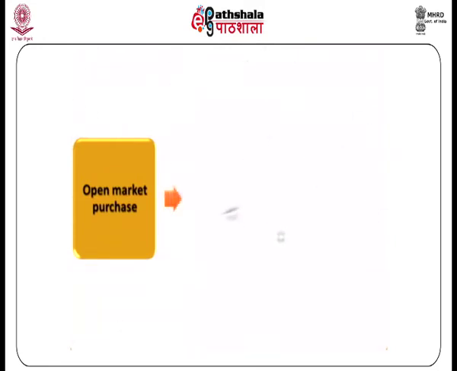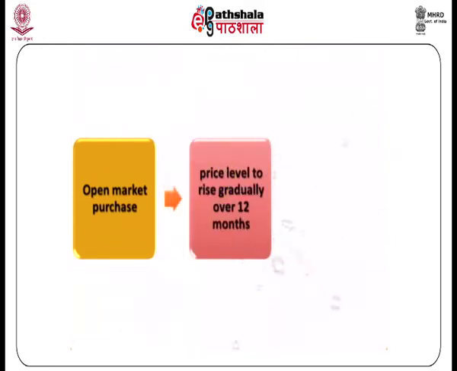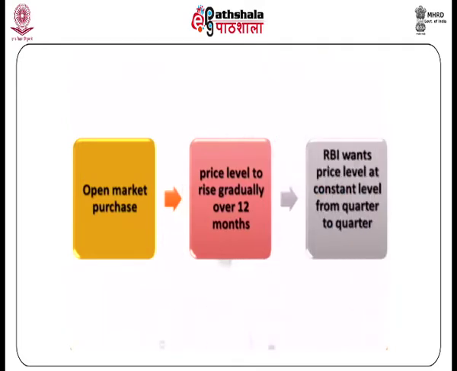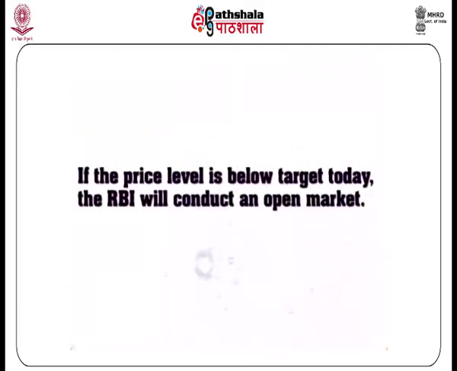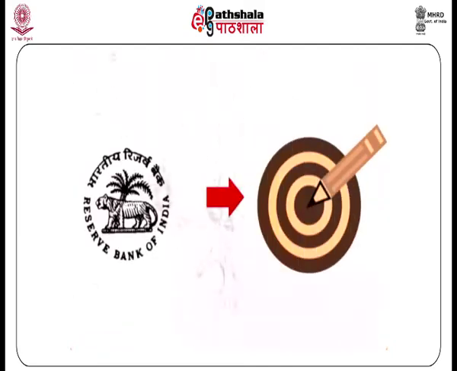Suppose an open market purchase causes the price level, the intermediate target, to rise gradually over 12 months. The RBI wants the price level to be constant from quarter to quarter. Then, if the price level is below target today, the RBI will conduct an open market purchase sufficient to raise the price level to the targeted level within 3 months. If the RBI is successful, the price level will be at target 3 months from now.